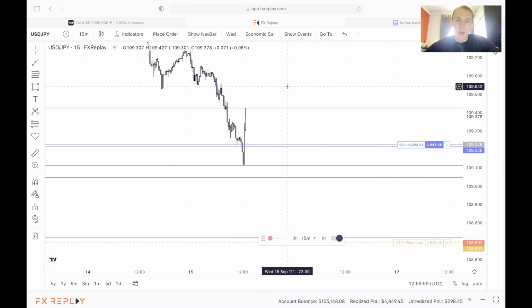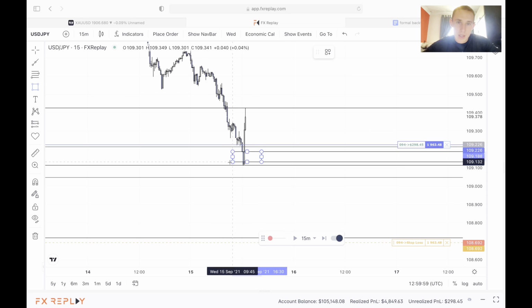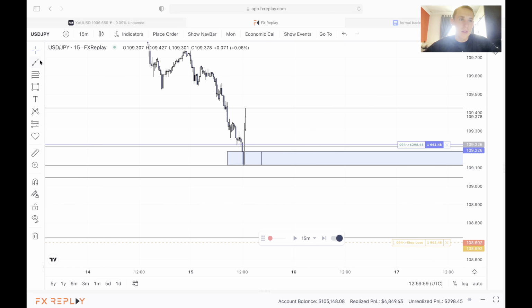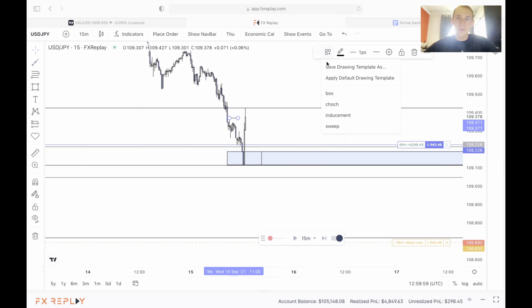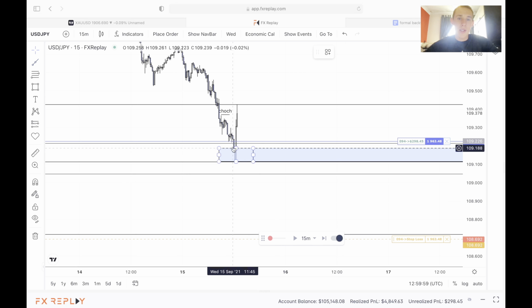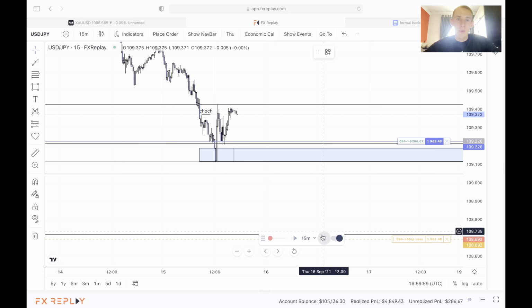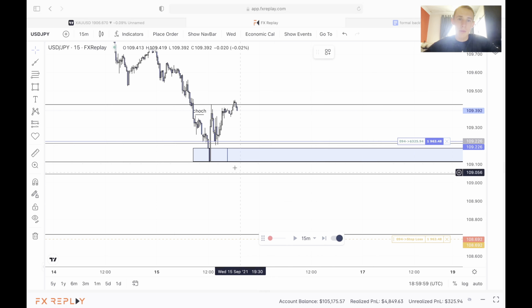Okay, so at the moment, I'm seeing actually a potentially very nice entry. We have this 15-minute demand. We've had lower time frame break of structure. So all we want to see now is liquidity being engineered above this level to make it valid. Let's see. There we go. Just like that.